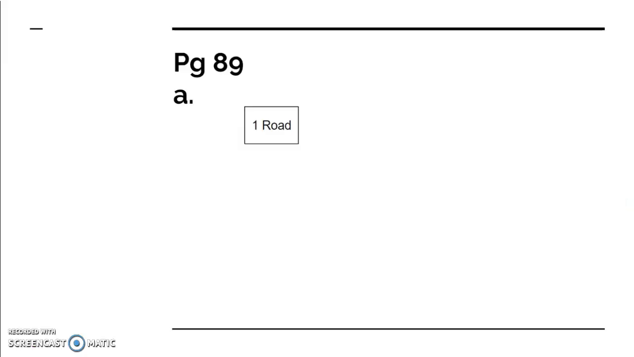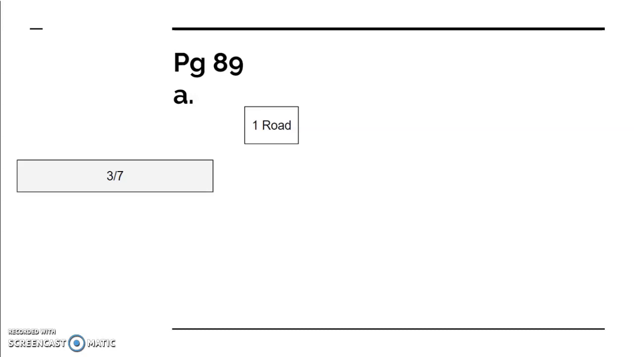Alright, so for page 89 we have part A. There is one road that they are going to be creating all together. So I don't know the size of this road. I made it kind of small in the beginning, but that's okay. So this one piece of this road that we have so far is 3/7 of the road. So what I'm going to imagine in my head is that this is only one part of the road, and it represents 3/7 of this entire road.